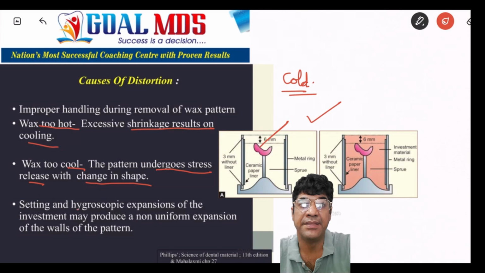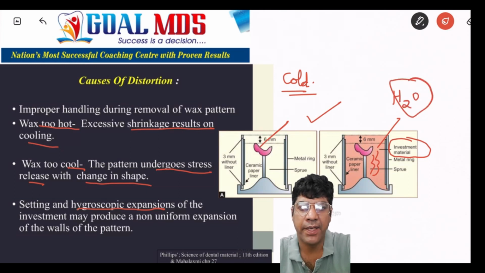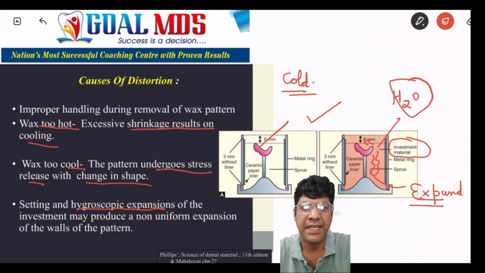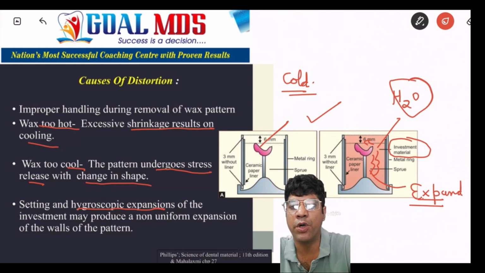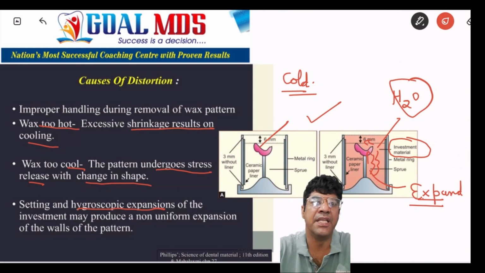The third is hygroscopic expansion. The investment material used in dental casting is designed to absorb water. During the investment process, this investment material begins to expand as it absorbs water. If the expansion is not uniform or controlled, that could lead to distortion in the wax pattern trapped within it.